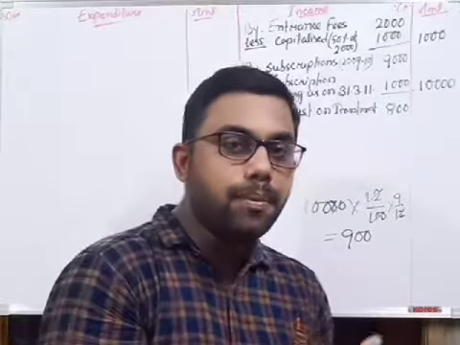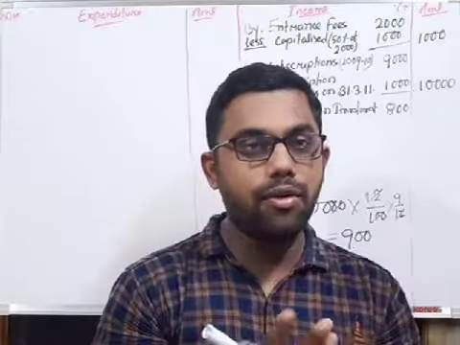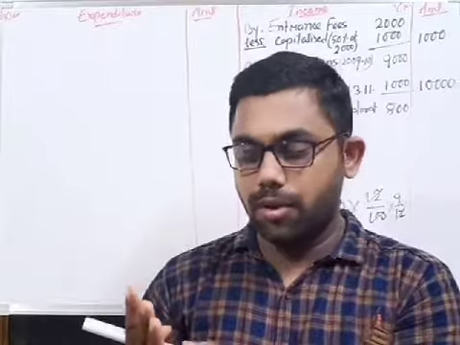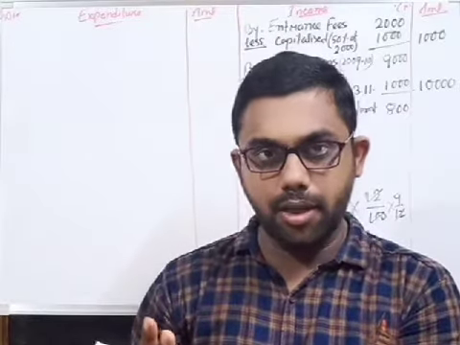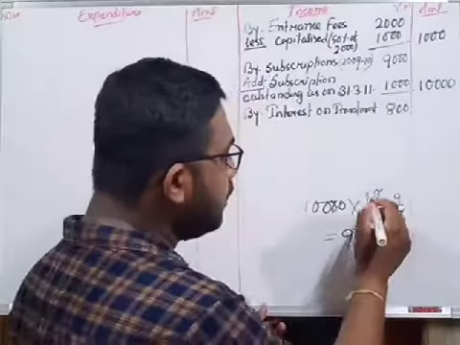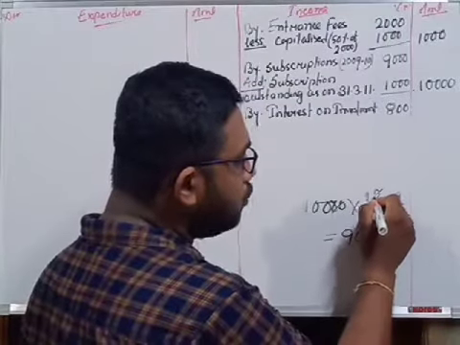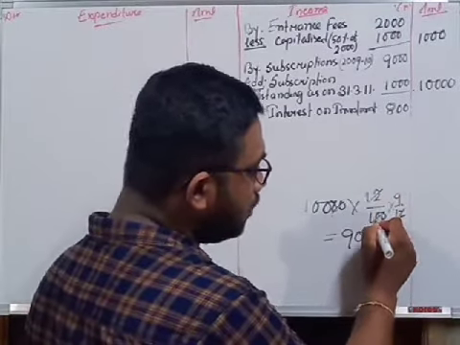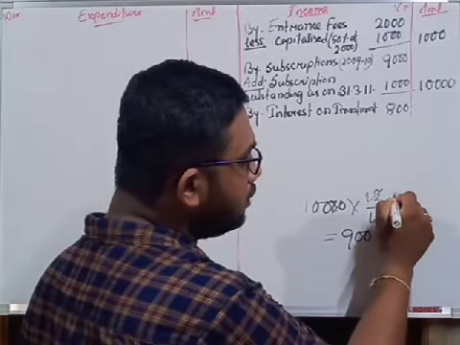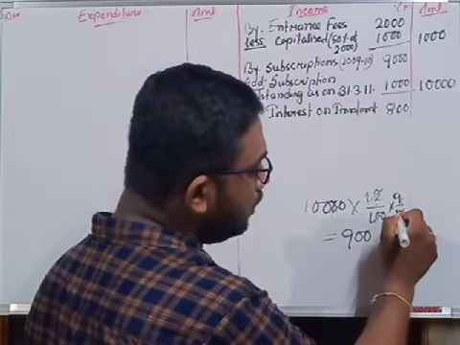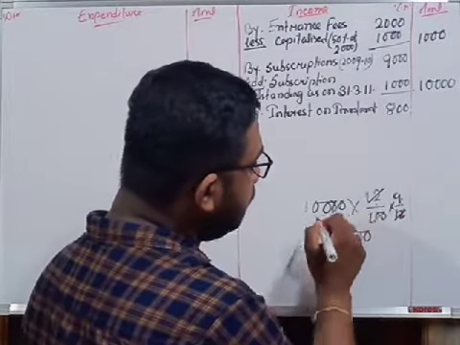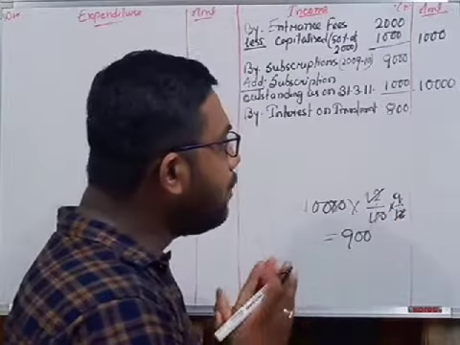So interest will be received by the non-trading organization for 9 months, July, August, September, October, November, December, January, February, March, at the rate of 12%. So 10,000 into 12 by 100, 12%, and the interest is for 9 months, so 9 by 12. That gives 900. So that is the interest on the investment.